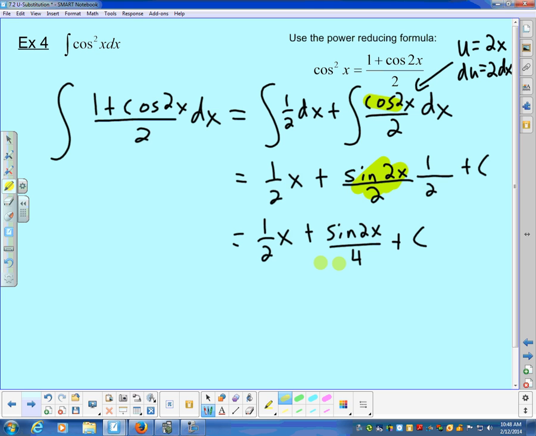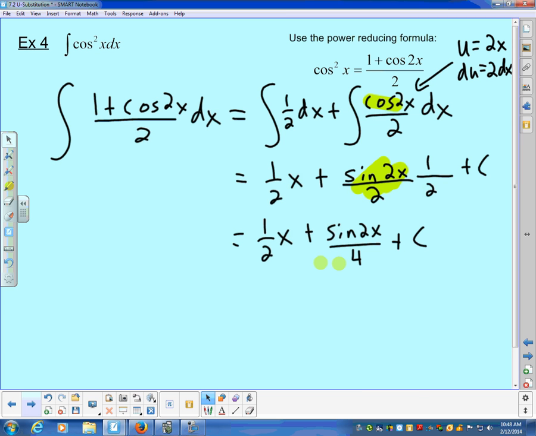We found the integral. So if I take the derivative of this, I would get my 1/2. And if I took the derivative of this, I would get this. And then if I put these two together, I have this, which is equal to this. So we have to do the trig substitution to actually get back to what we started with. Any other questions? Good question.